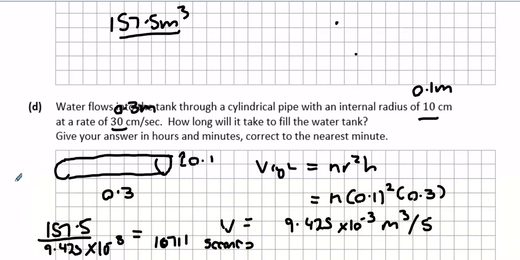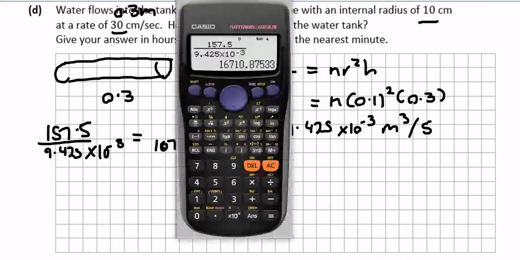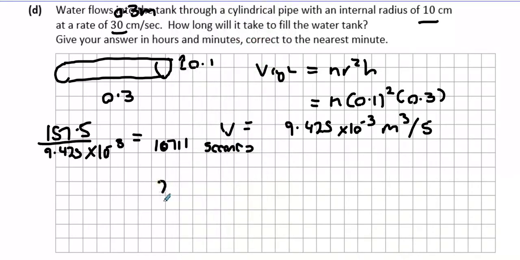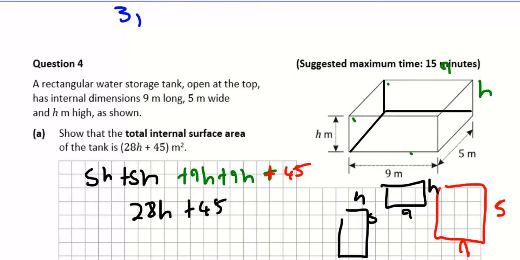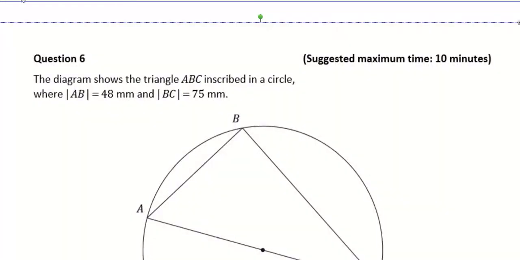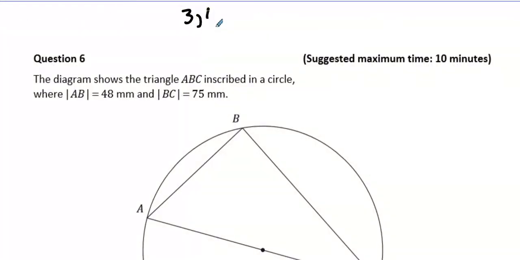Now divide that by 60 to turn it into minutes, and you get 278.51 minutes, which is 279 minutes, which is just over 4 hours, 4 hours, 39 minutes, okay? So, what have we done so far? We've done question 3 and question 4.